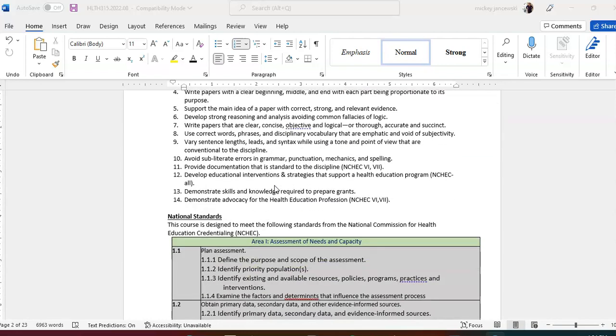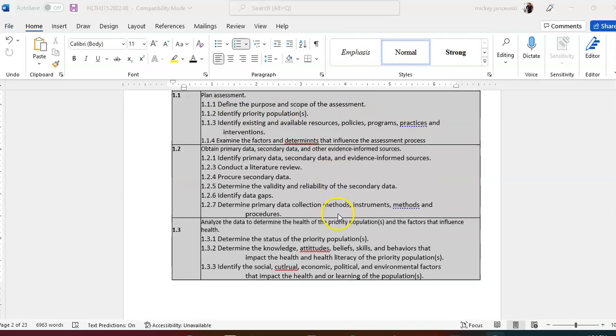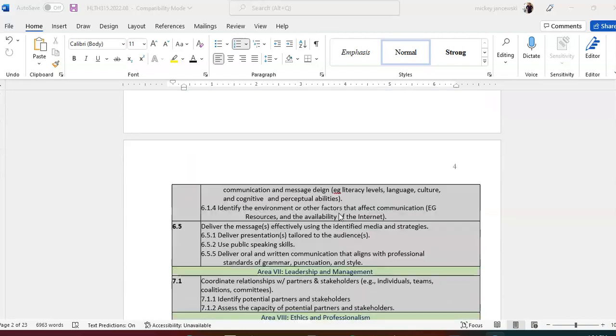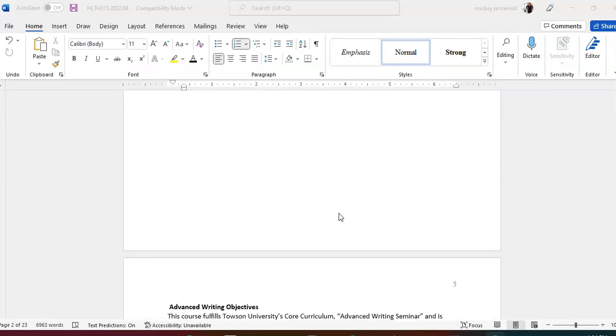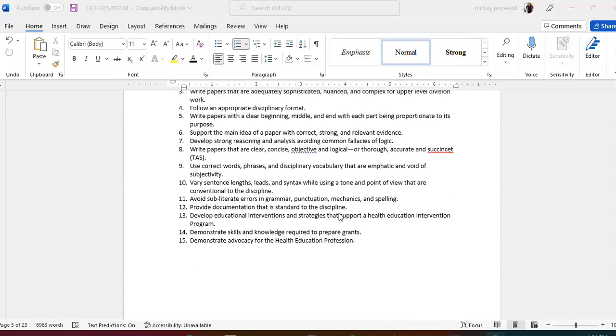The learning outcomes are here. These are national standards. The course is designed to help you pass the NCHEC examination, which is for National Health Certification Specialist. And there are 8 standards, and it shows you the standards that we actually go over in the class. You can read those at your will. The advanced writing objectives and the course objectives.